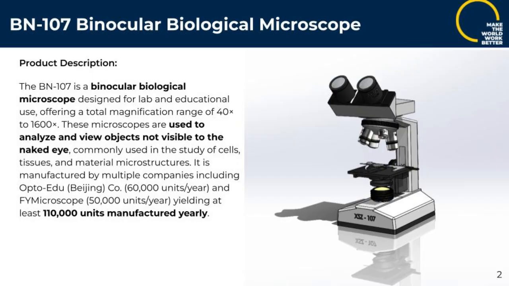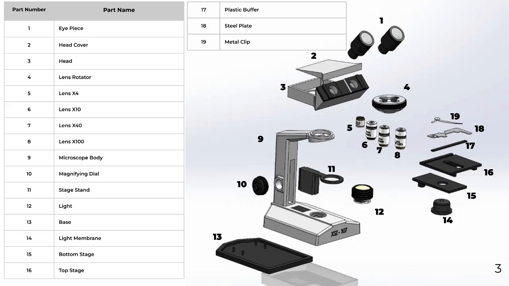It is manufactured by multiple companies, including Opto EDU with 60,000 units per year and FY Microscope with 50,000 units per year, yielding at least 110,000 units manufactured yearly. This is our exploded CAD view. As you can see, we have 19 unique parts, excluding fasteners.